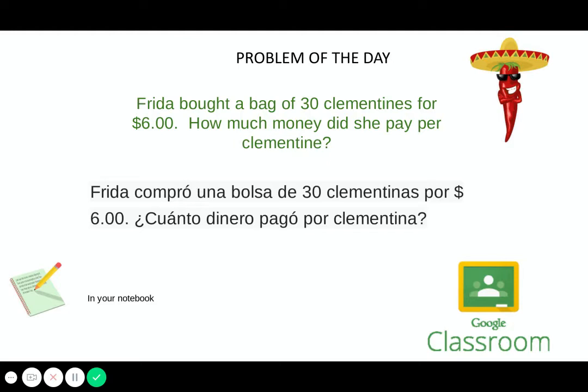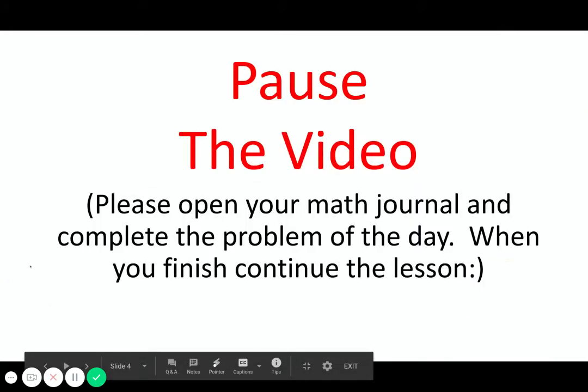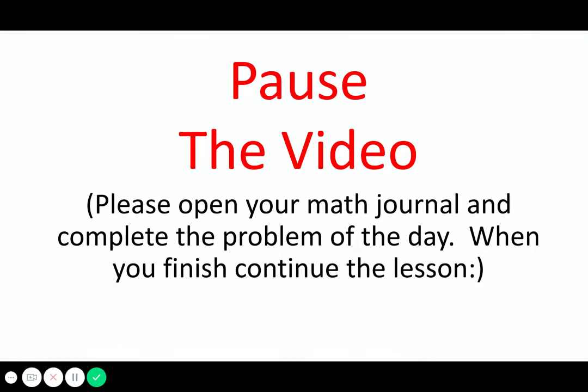Frida bought a bag of 30 clementines for $6. How much money did she pay per clementine, for each clementine? Remember to pause the video as you go ahead and solve the problem.